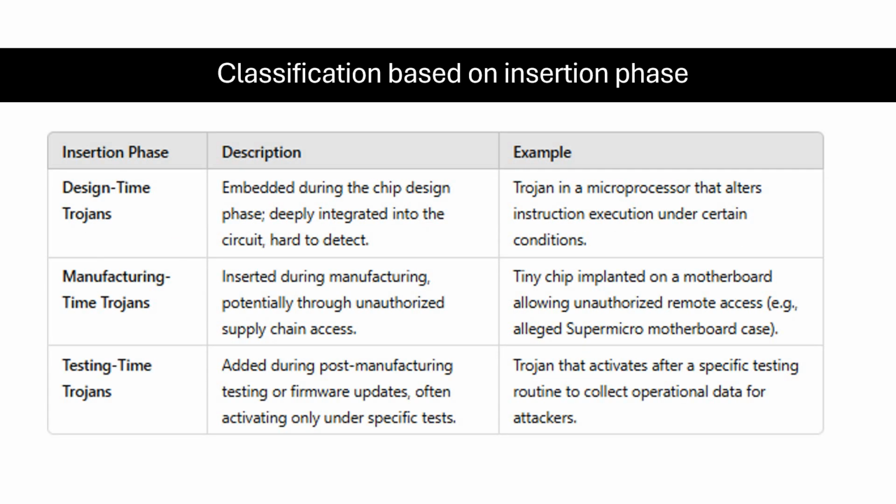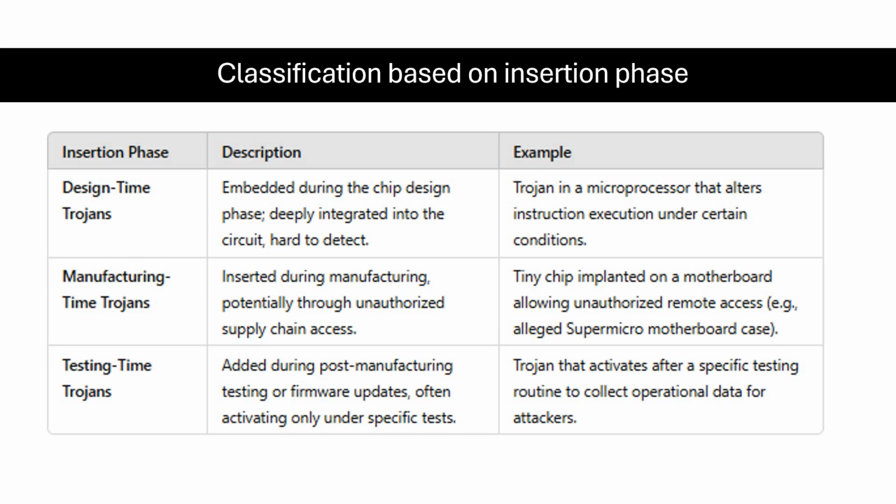Next comes the classification based on insertion phase. It can happen during three different phases: one is design time, second is manufacturing time, third is testing time. The design time is very dangerous. Embedding a trojan during the design phase itself is very critical. They get deeply integrated into the circuit and are very hard to detect.